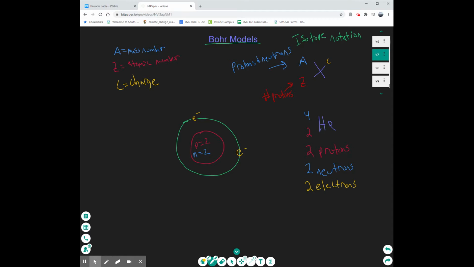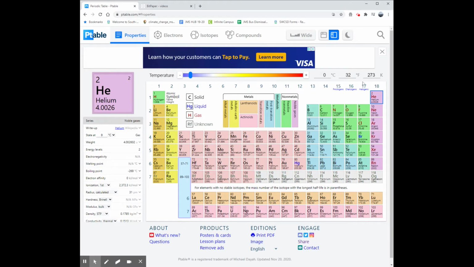Now, here's the thing, right? As soon as you are done with this first row, you jump down to the second row, and the second row has more than two elements in it, doesn't it? It actually has 1, 2, 3, 4, 5, 6, 7, 8. I'm going to tell you why that matters in just a second.